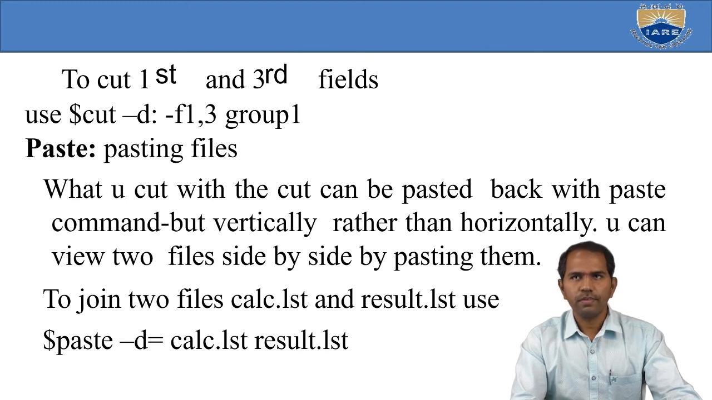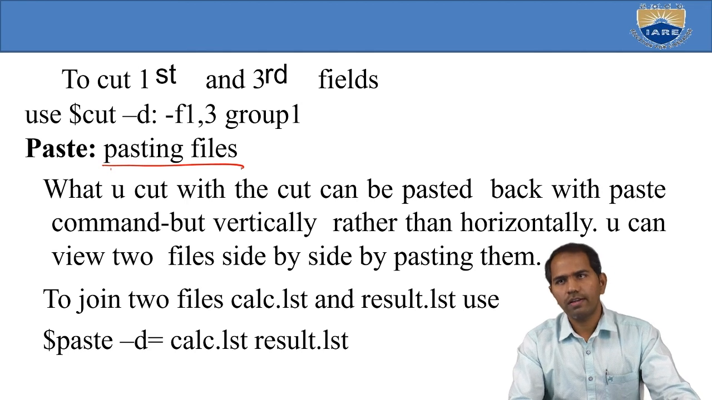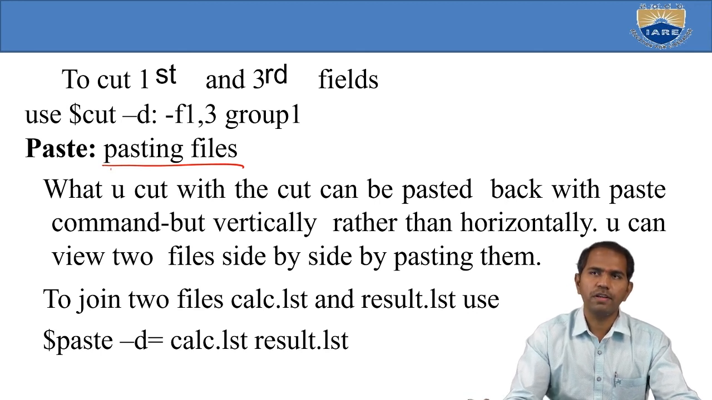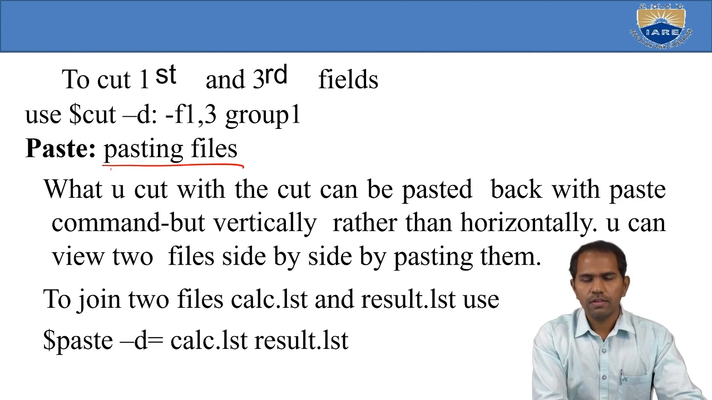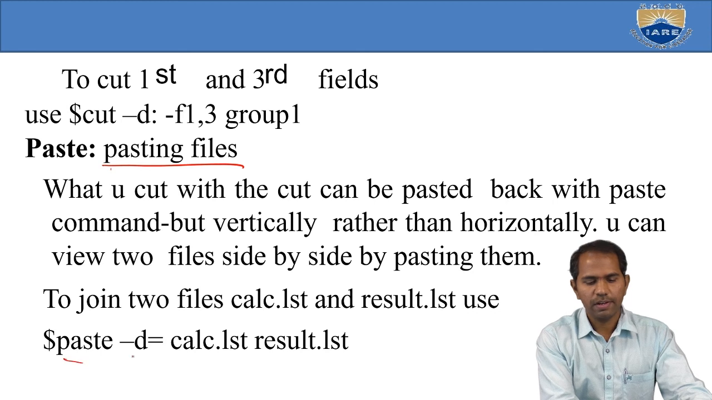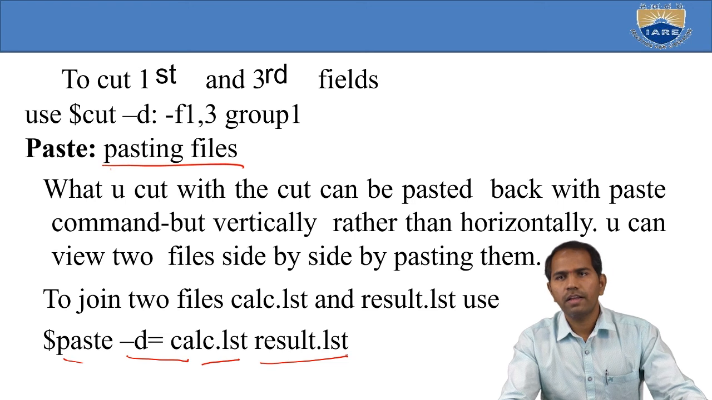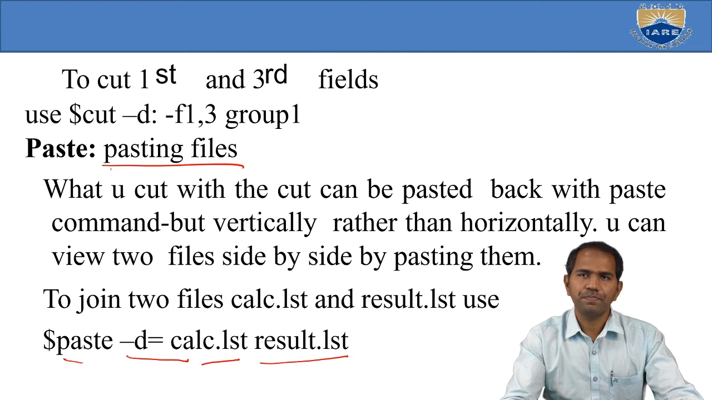Another one is the paste command. Whatever you cut, you can paste back with the paste command. Whatever you cut from a file, or cutting fields, the same can be pasted here. So paste back with the paste command. See here, paste -d, then cal C dot first and result dot first. In that, we join the two files, cal C and result. These are the two files we can join with the join.